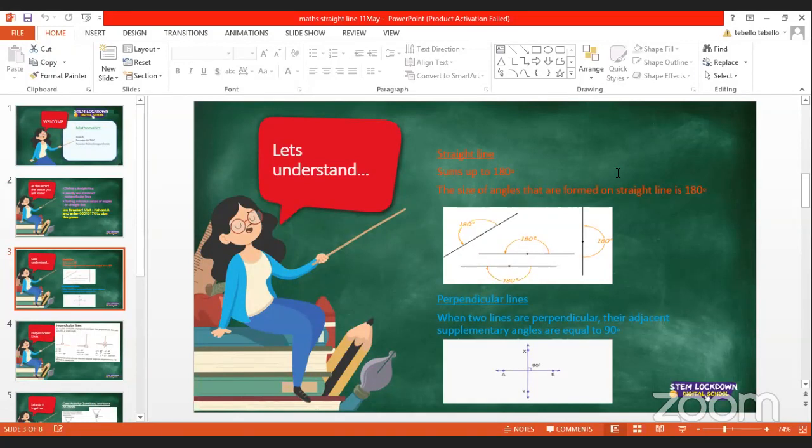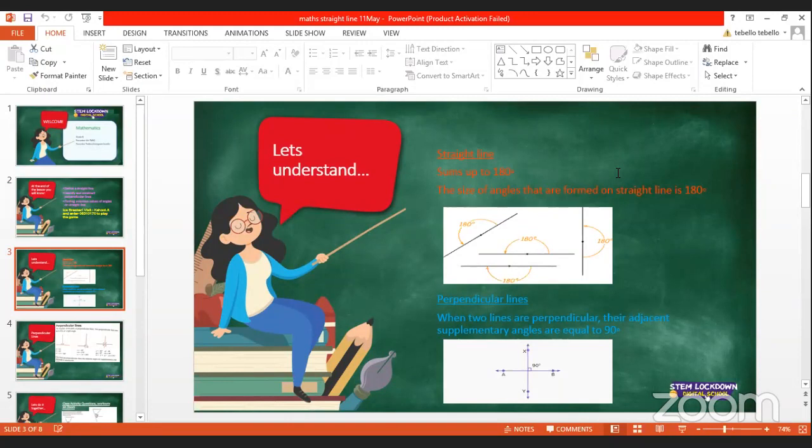On top, in the bottom, on the side, left, right, vertically, whether our straight line is standing vertically or any other way, our angles must be 180 degrees and our straight line is 180 degrees. If you add all of them, you will see it when we go on with our lesson. Okay, so point number 2, perpendicular lines.